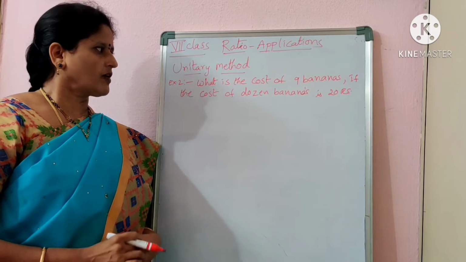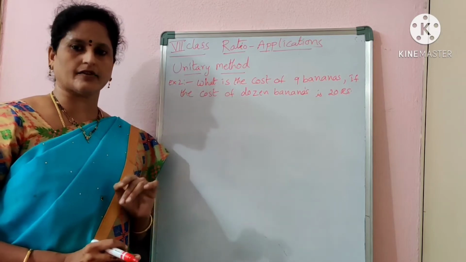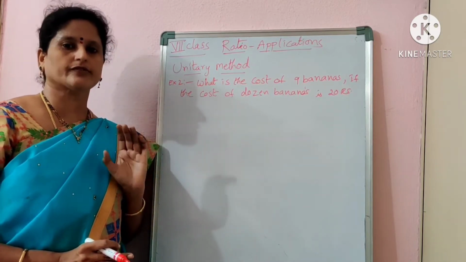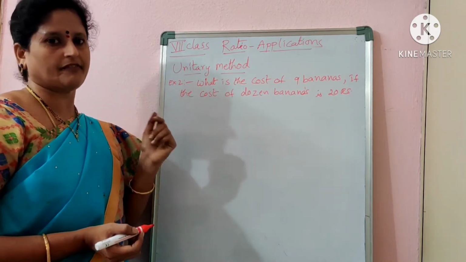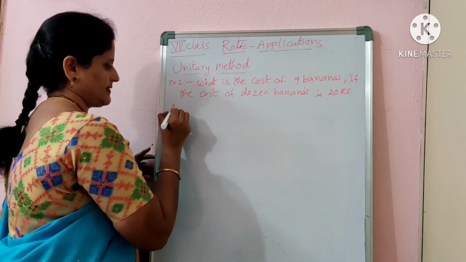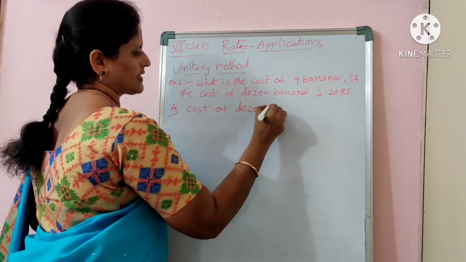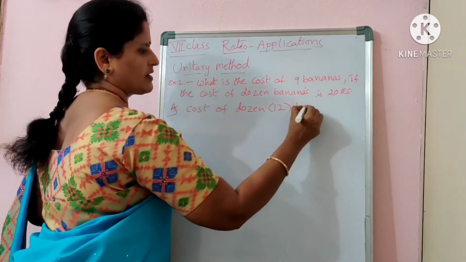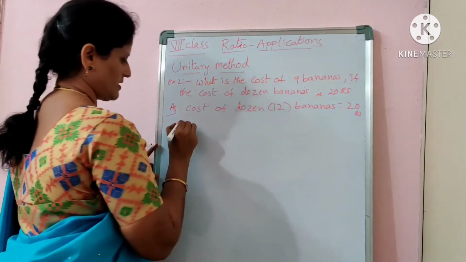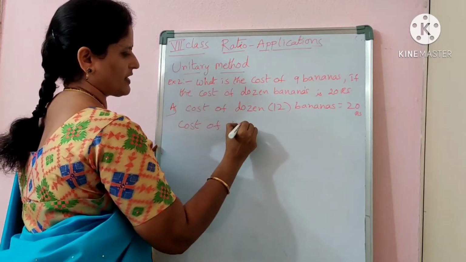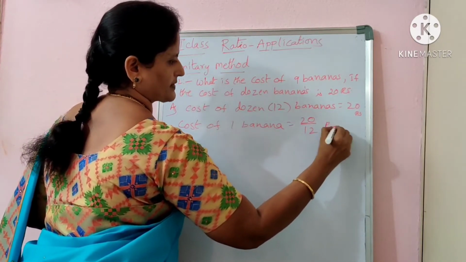Second example. What is the cost of 9 bananas if the cost of a dozen bananas is 20 rupees? A dozen bananas means 12 bananas. We find the cost of 1 banana and next we find the cost of 9 bananas. Dozen means 12 bananas is equal to 20 rupees. Cost of 1 banana is equal to 20 by 12 rupees.